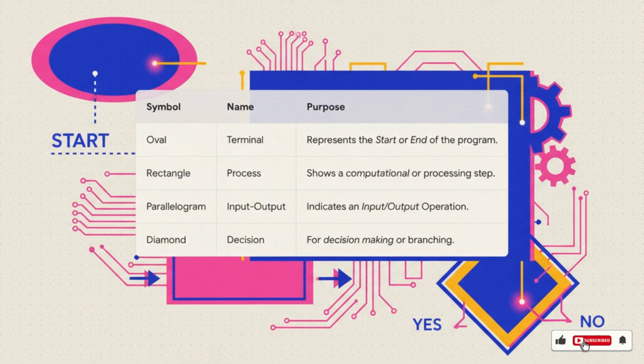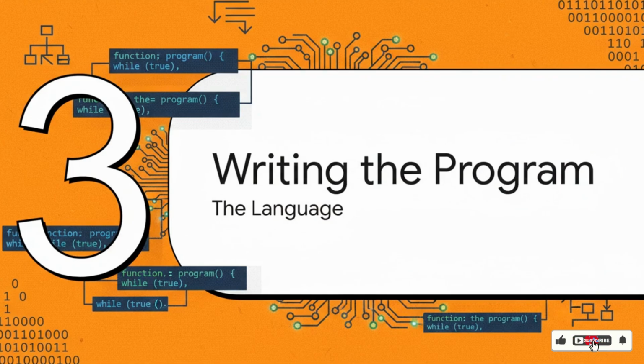You've got the oval, which is always your start and end point. Then there's the rectangle. That's for any action or calculation, like add two numbers. The parallelogram is for when you need to get info in or show info out. And the really important one, the diamond. That's for decisions, a yes or no question that changes what happens next. Okay, so we've got our blueprint, our algorithm.